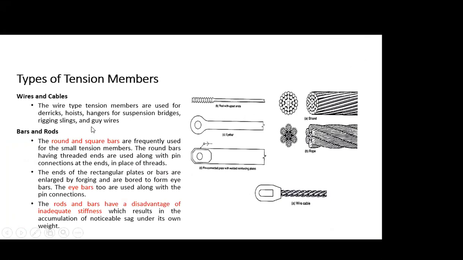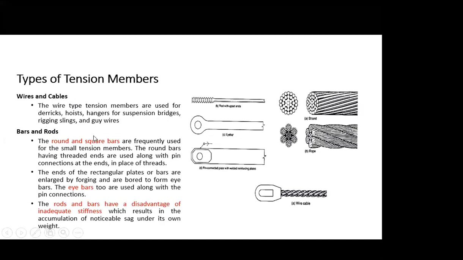Based on the types of tension members, what is available? Wires and cables. Wires and cables are used in cable stayed bridges and in transmission lines. These types of tension members are used for derricks, hoists, hangers, in suspension bridges, and the rigging slings and guy wires. Guy wires are used in towers and cooling towers.